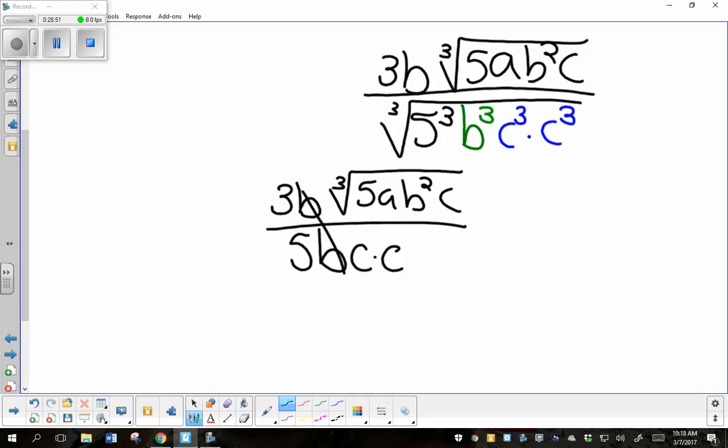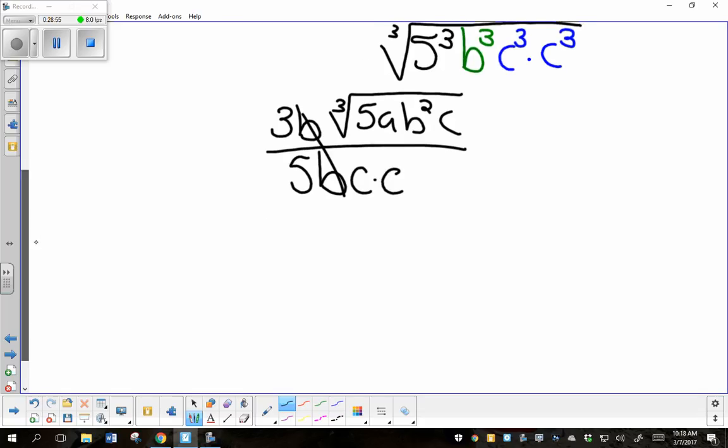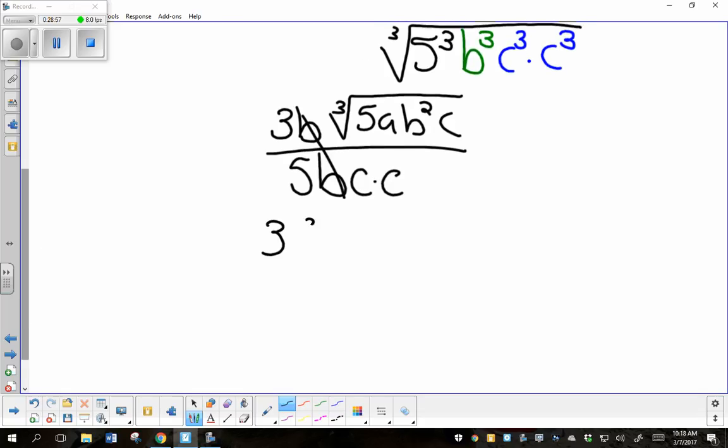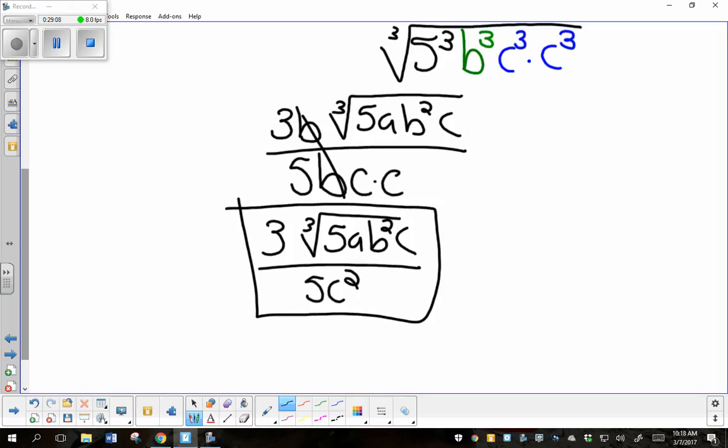And then how can I write C times C better? C squared. So here's what I've got left over: 3 times the cube root of 5ab squared c over 5c squared. That was a tough one. That's one of the harder ones.